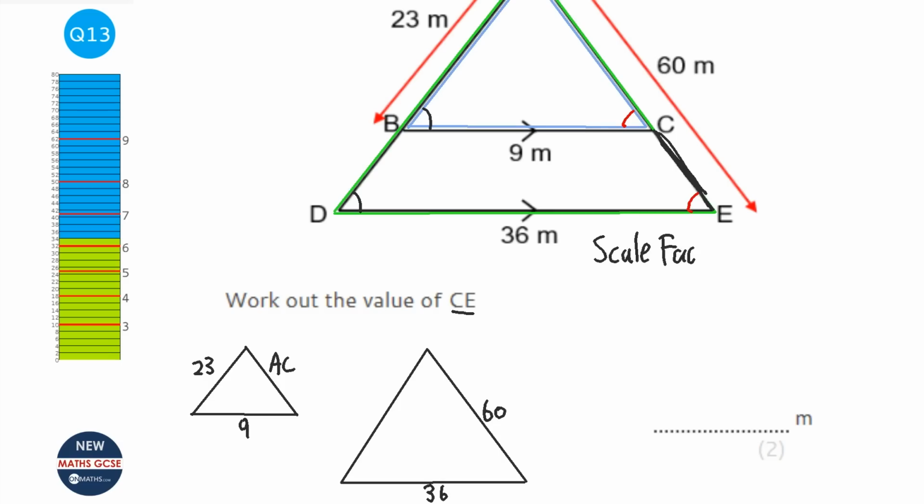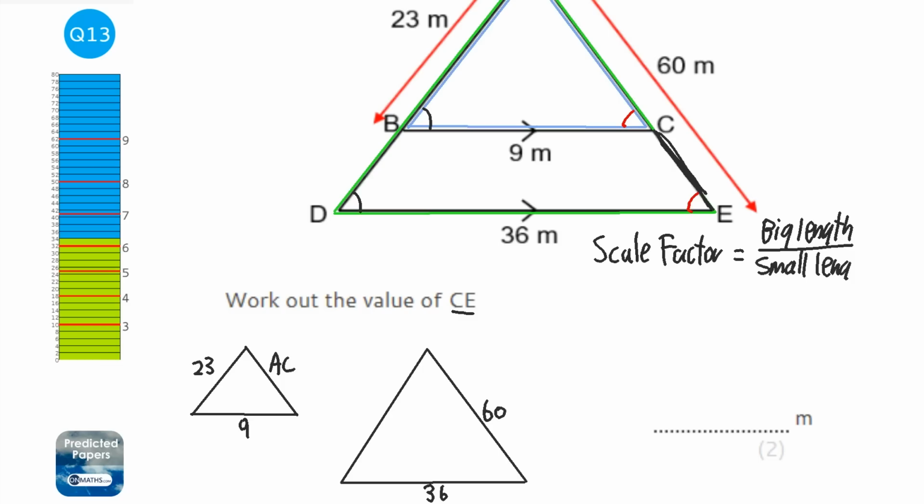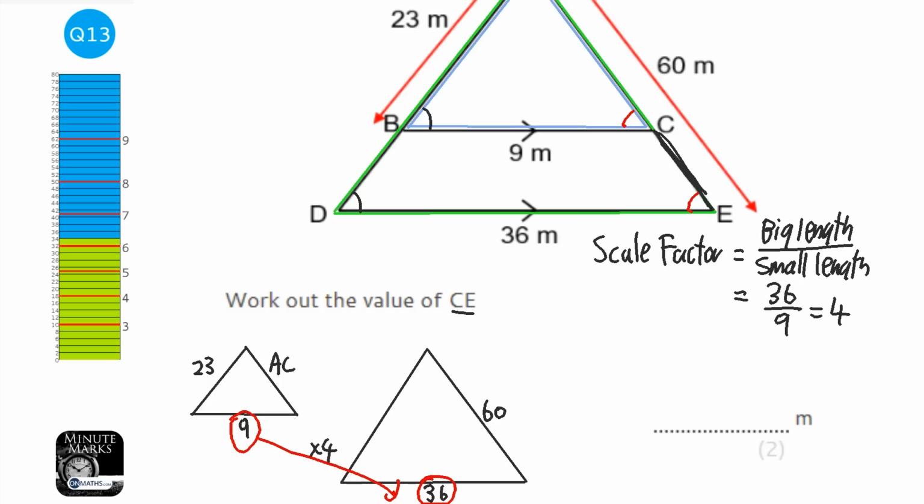And for the scale factor, all you need is a length on both of the triangles which is corresponding, which means it's the same position on the two different triangles. So big length over small length. Okay, so the two I'm going to pick are obviously the bottom two. And we're going to find out what we times 9 by to get to 36. So 36 over 9, and that's obviously going to be 4, because 4 times 9 is 36. So the scale factor is 4.